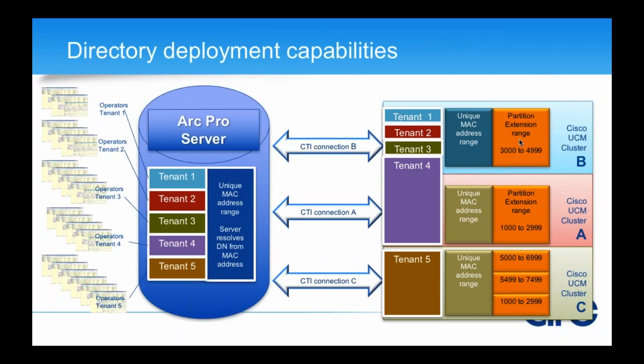So if you're looking to work with a customer who is acquiring businesses, for example, and they buy another business with a call manager with a number range that overlaps, that's not a problem. They can simply adopt that into the solution, and Arc will handle that using its MAC address management system.